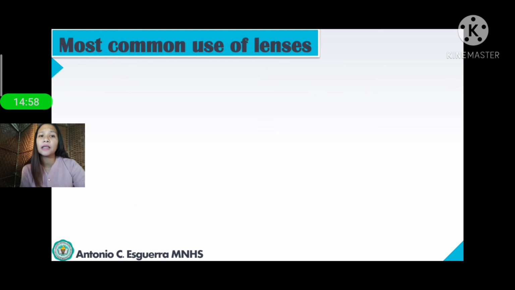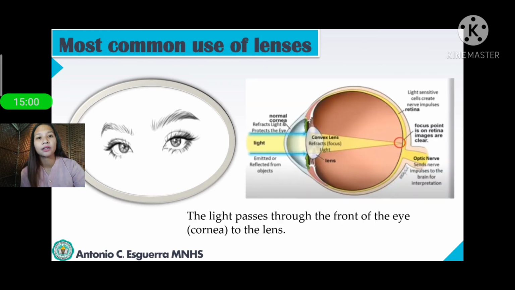The most common use of lenses is in our eyes, where light passes through the front of our eye, the cornea, to the lens so that we can see things.